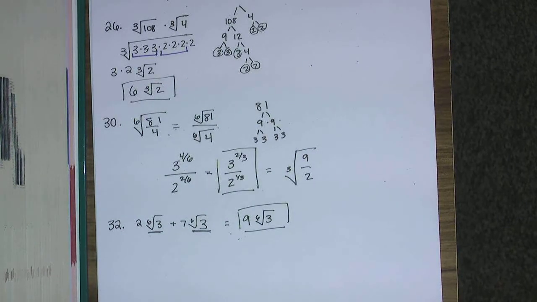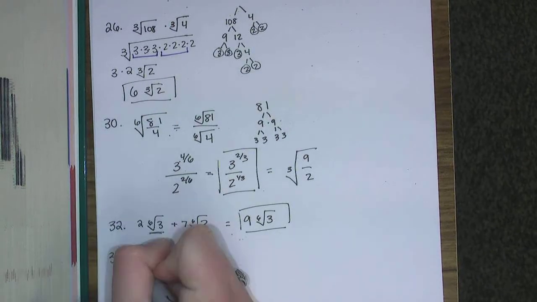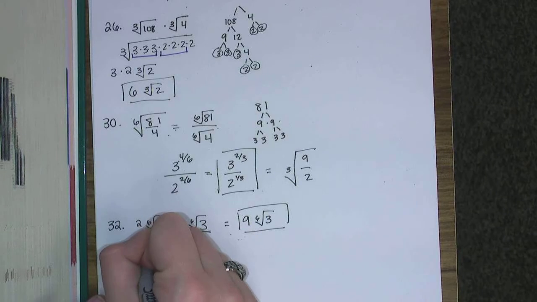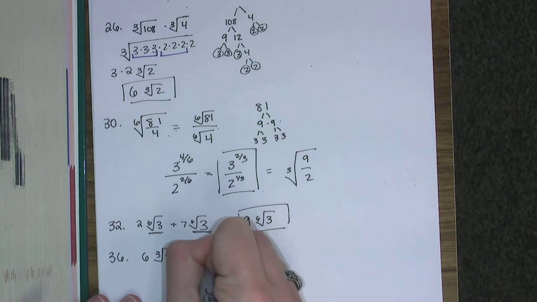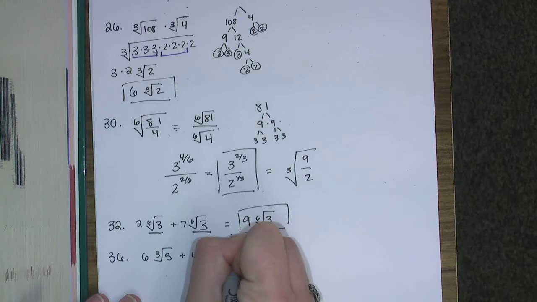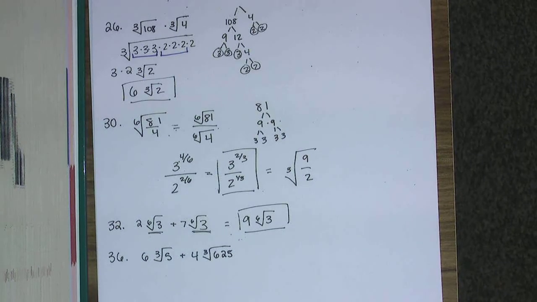Let's look at this next one and see what we can do with it, because this one's a little different. So 6 times the cube root of 5 plus 4 times the cube root of 625. 625 is a pretty big number. Obviously those don't match, so initially looking at it, my thought would be that I can't do anything with it, right?